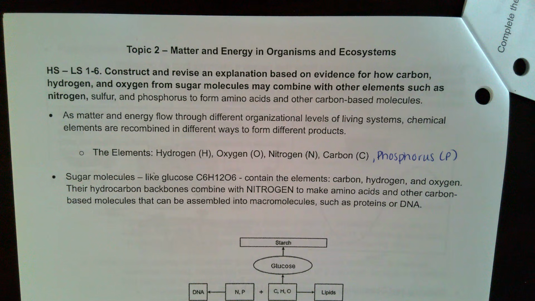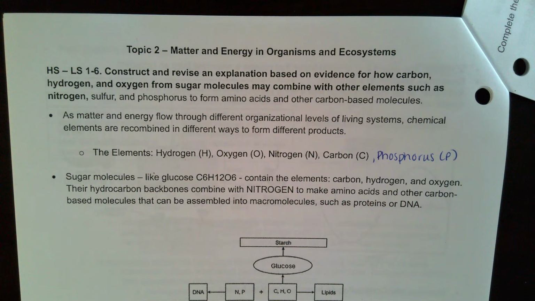It says, construct and revise an explanation based on evidence for how carbon, hydrogen, and oxygen, remember all of those are going to be elements, from sugar molecules may combine with other elements such as nitrogen, sulfur, and phosphorus to form amino acids and other carbon-based molecules. This has been asked on at least 2 of the 3 exams that we have seen so far.